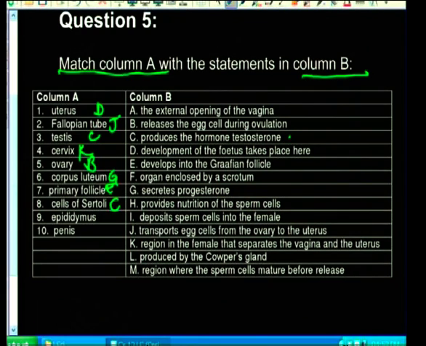Now testes, we can see there's another answer here. Organ enclosed by the scrotum would be the more correct one for the testes. So that would be F now. Epididymis. And here it says the region where the sperm cells mature before release. I'm going straight to that. That is M. And the penis, that you shouldn't get wrong. External opening of the vagina, definitely not. Egg cell, nothing with the egg. Testosterone, no. Deposit sperm cells into the female, yes, that would be I. And that would be your answer.